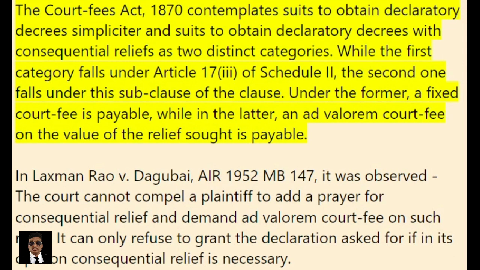The Court Fees Act 1870 contemplates suits to obtain declaratory decrees simpliciter and suits to obtain declaratory decrees with consequential reliefs as two distinct categories. While the first category falls under Article 17(3) of Schedule 2, the second one falls under this subclause of the clause. Under the former, a fixed court fee is payable, while in the latter, an ad valorem court fee on the value of the relief sought is payable.